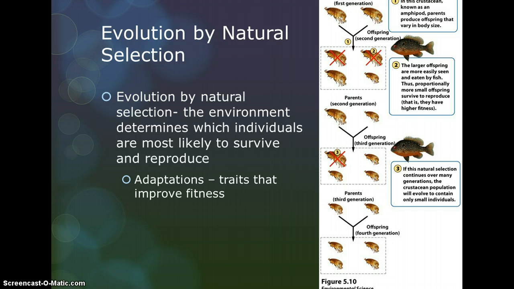Adaptations are traits that improve fitness, and you may have different adaptations in the same area. For example, in the desert, some plants have a very deep root system, so they can access water stored further down in the ground, and other plant species have the ability to store water. So whenever that area does get precipitation, those plants can absorb that water and store it for times of drought.